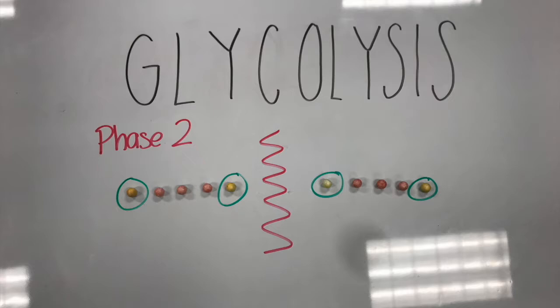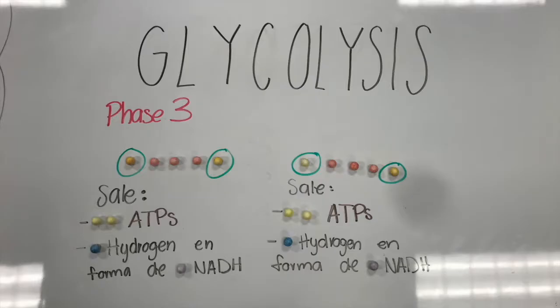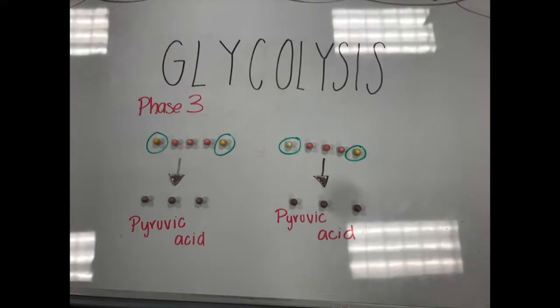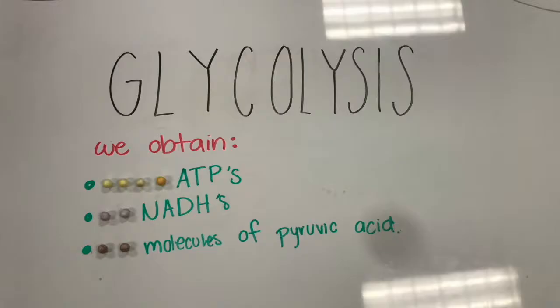And then in phase 3, oxidation of glucose occurs. Glucose is oxidized into 2 molecules of pyruvic acid, and this process in total produces 4 ATPs. In reality, 2 out of those 4 ATPs are used, but we say that 4 ATPs are produced, like in this picture you can see. And then we have 2 NADHs that are produced by a reduction reaction.